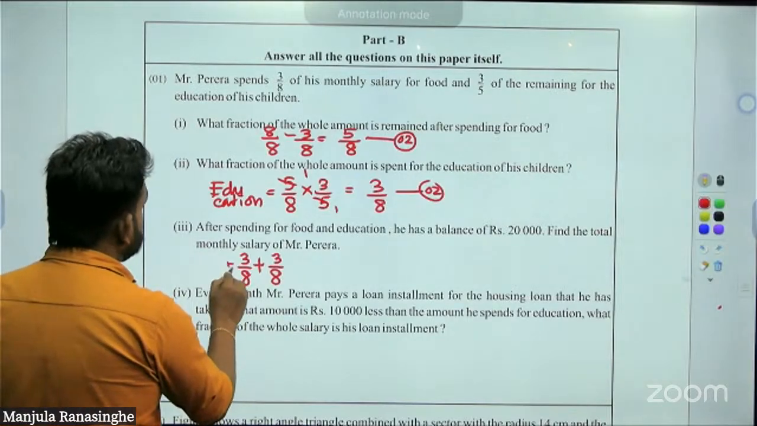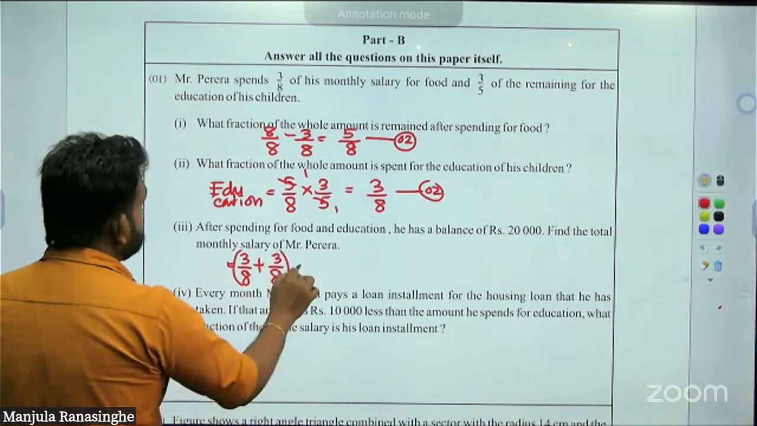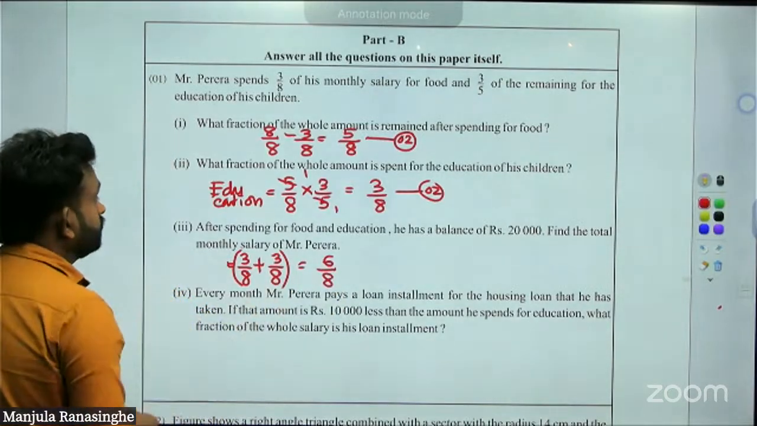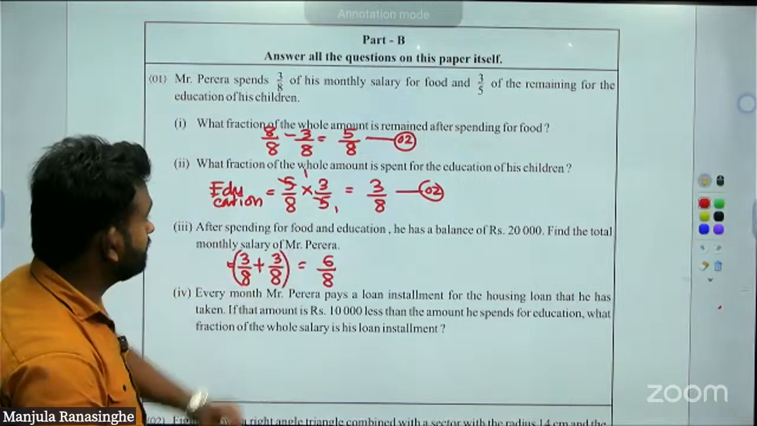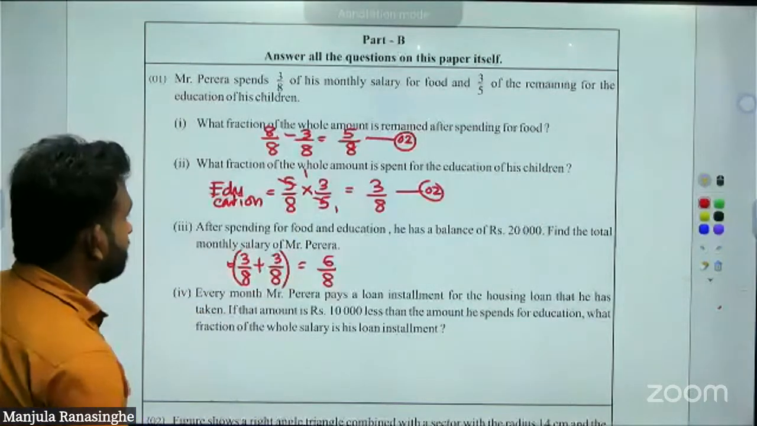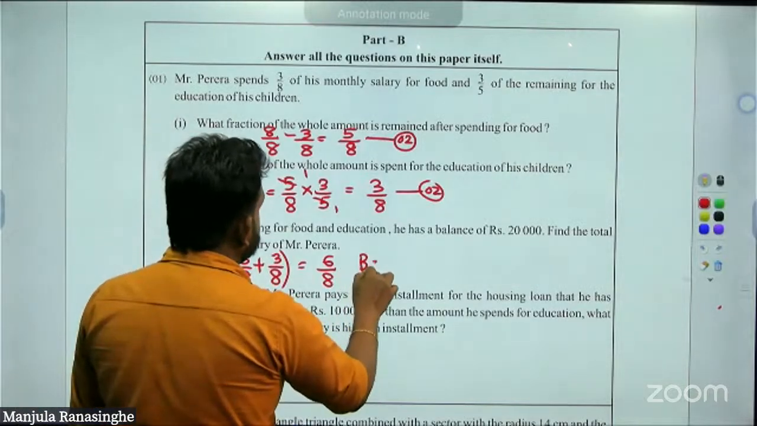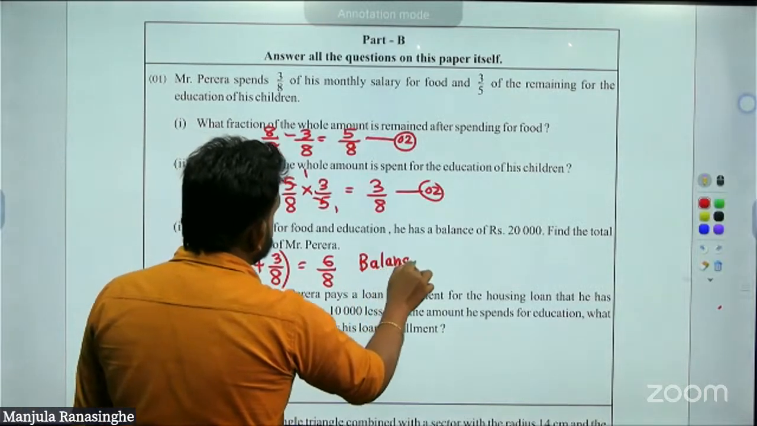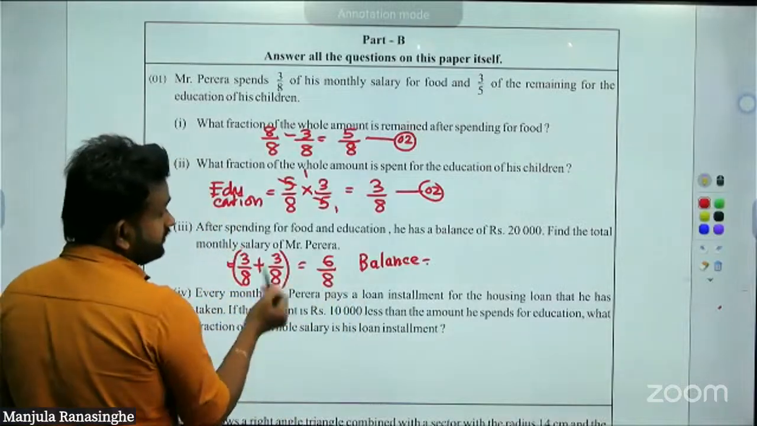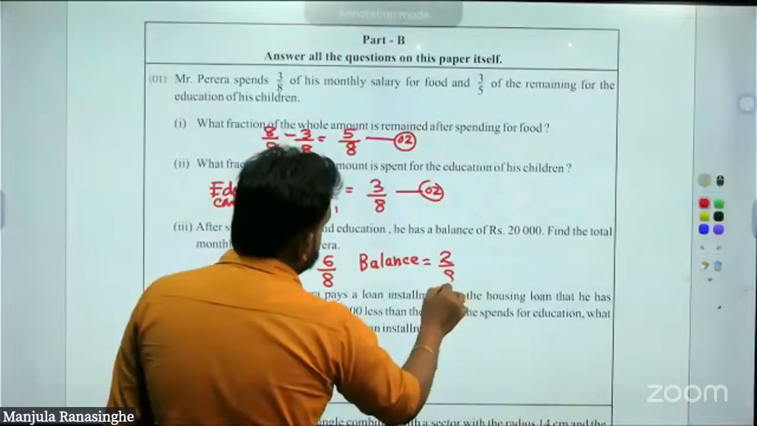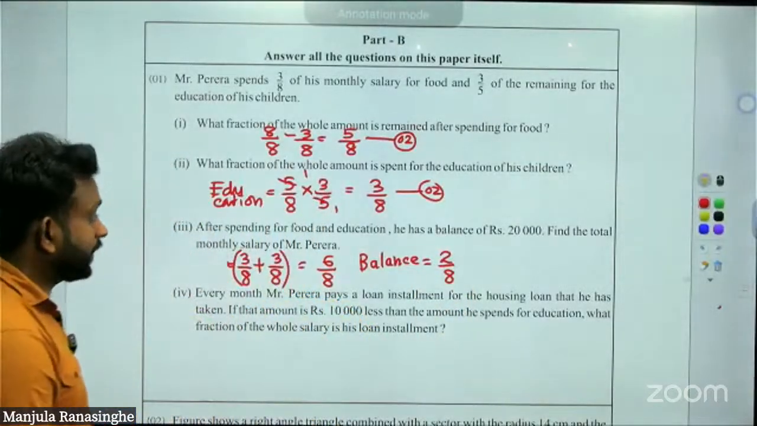Then the total for food and education gives you 6 upon 8. So then the remaining is the balance. What is the balance now? After spending for food and education, both take 6 upon 8 parts. Then the balance is 2 upon 8 parts. So that is the balance as a fraction.